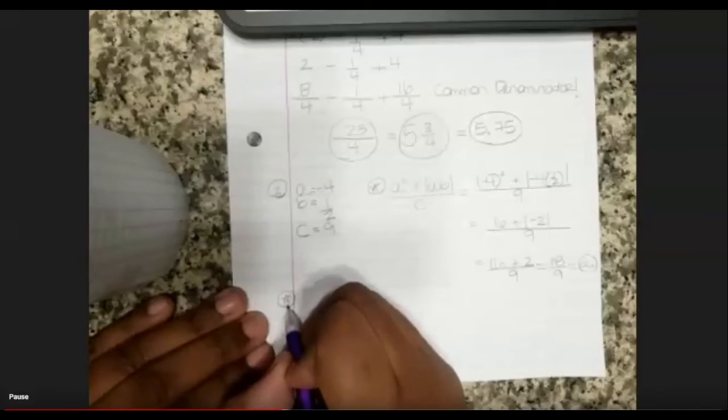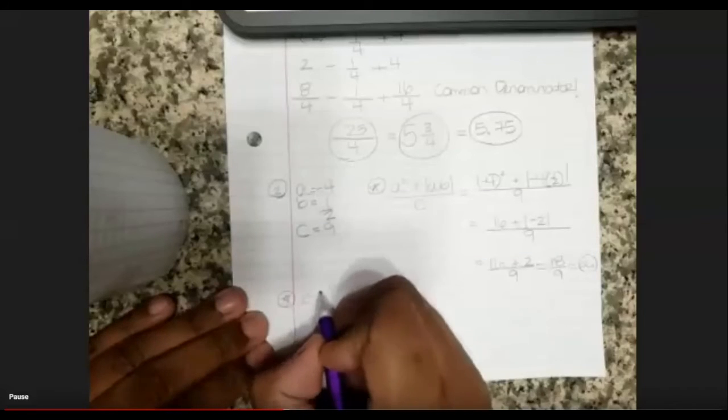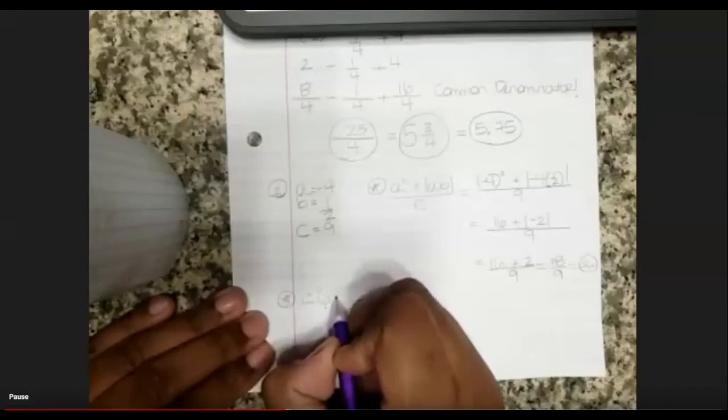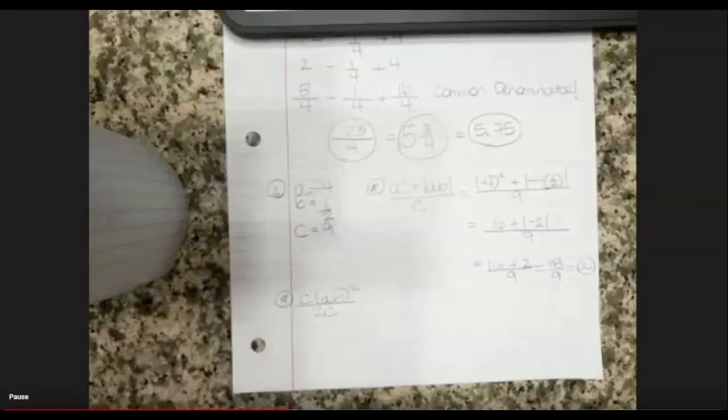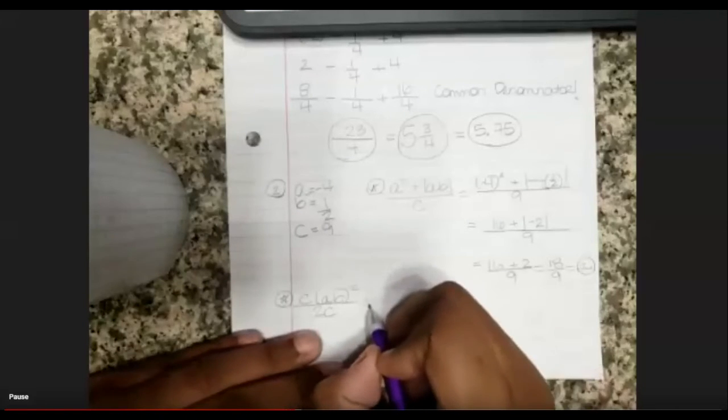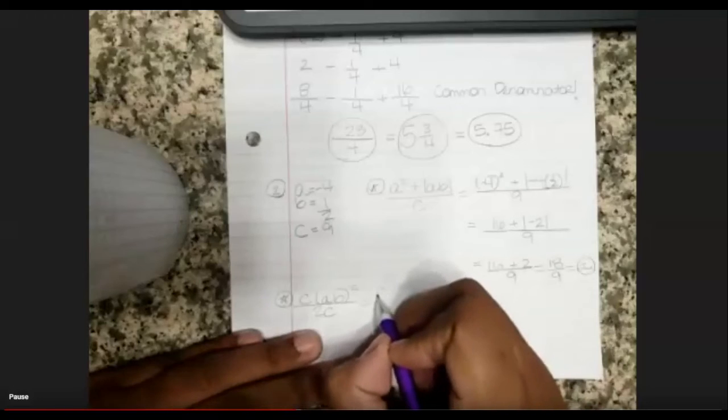Let's look at the next expression. And remember, these are not numbered, so if you did them in a different order, just make sure you're looking at the expression so you're checking work for the right one. So this one is C times AB squared, divided by 2C. So I'm going to substitute in my values.